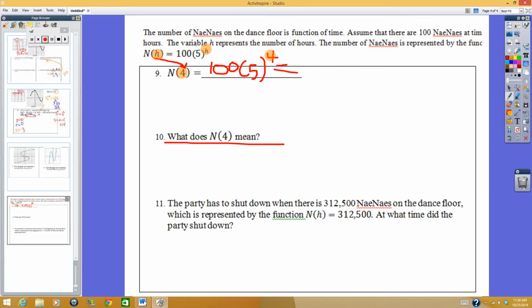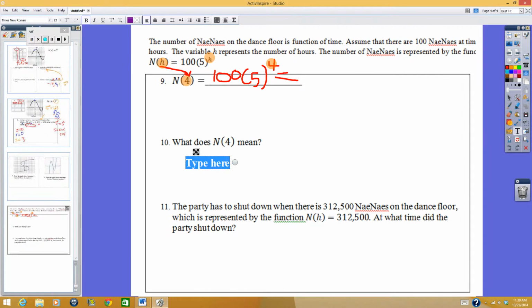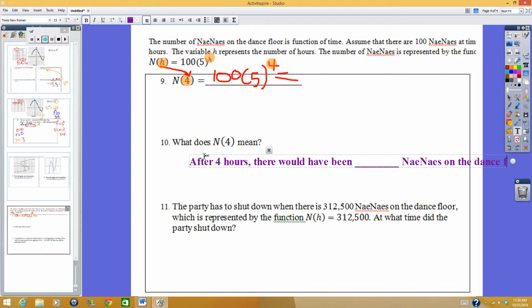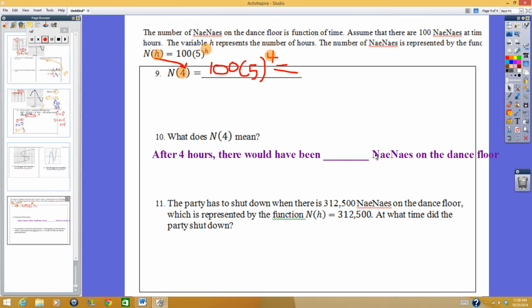When you write this, what does n of 4 mean? We also briefly touched on that in class, and I actually just talked about it when I was up here talking about the equation. After 4 hours, because that's what's inside the parentheses, there would have been blank nenes on the dance floor. Okay.